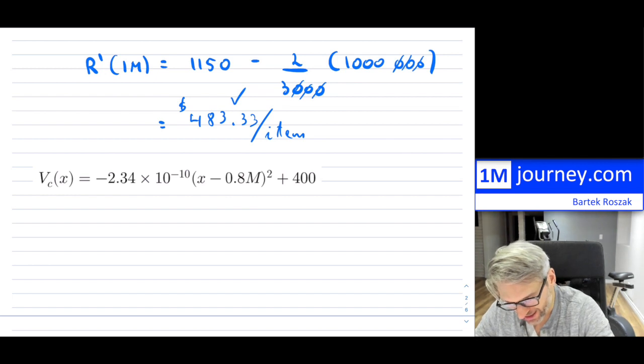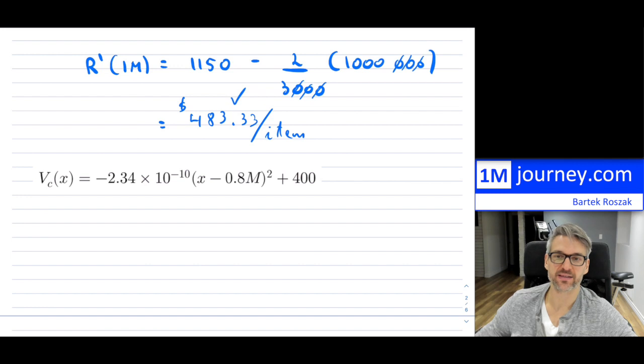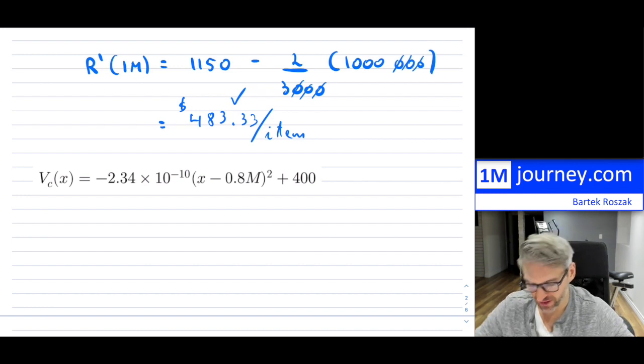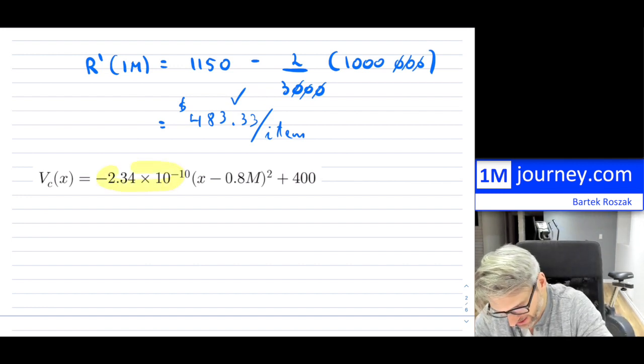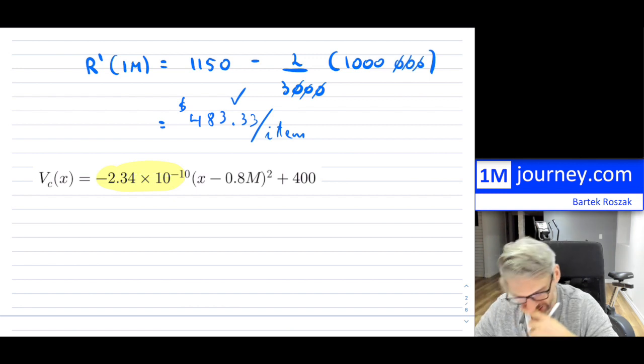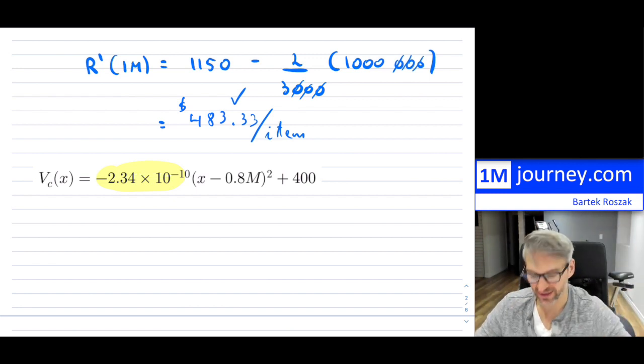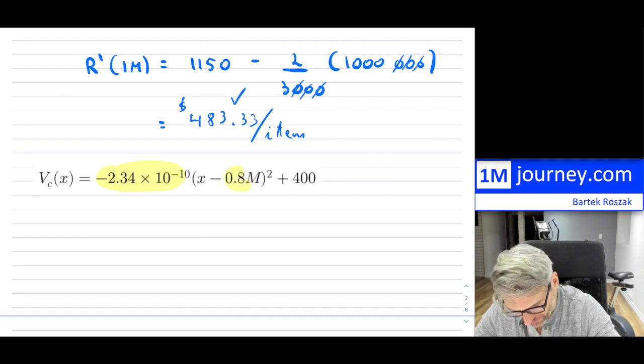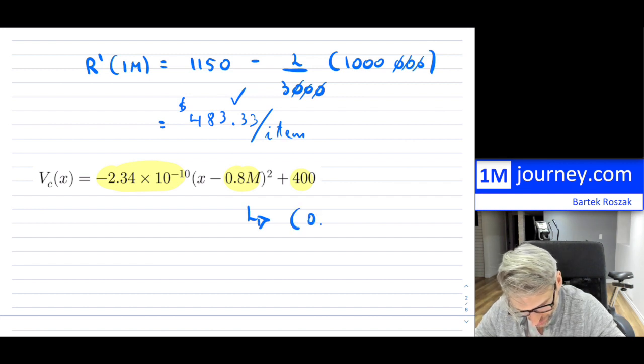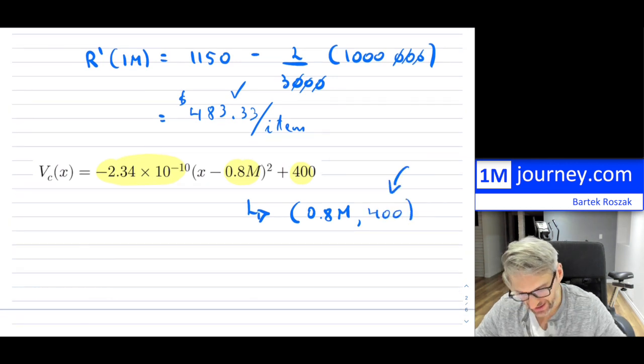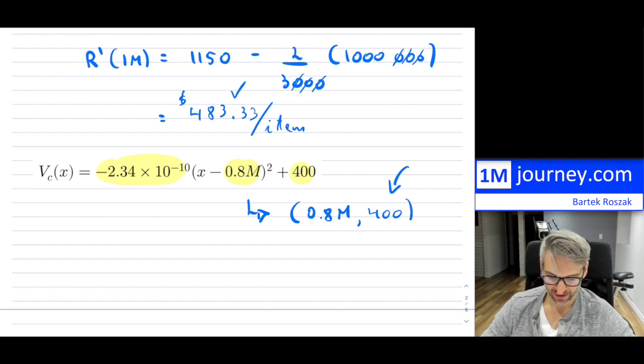Now, by the way, this is in vertex form. So if you remember quadratics and parabolas and how to graph them, notice this is like your a that you have. So notice it's going to be pointing down. And then it looks like my vertex is right here. So my vertex looks like it's 0.8 million and 400. So it looks like that is the peak that I would have.